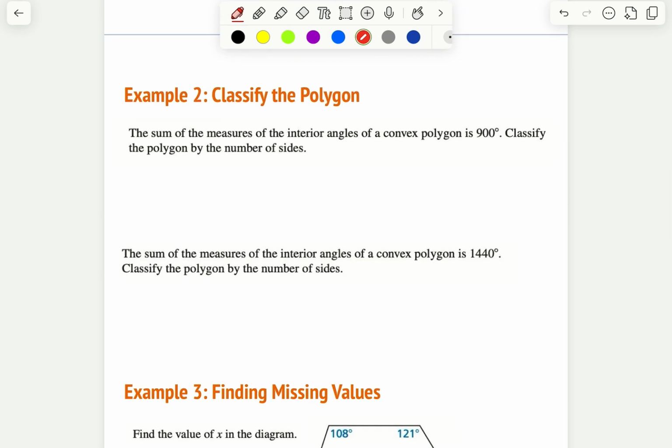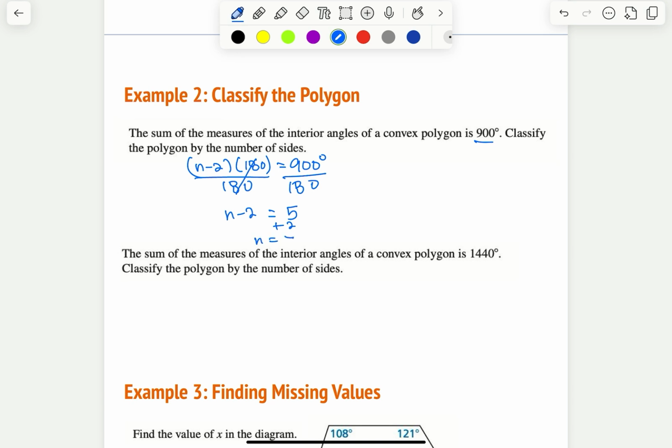Alright, next, example 2. Classify the polygon. So the sum of the measures of the interior angles of a convex polygon is 900 degrees. So classify the polygon by the number of sides. So using the formula of n minus 2 multiplied by 180, and the sum of the measures of interior angles is 900 degrees. So on this one, dividing both sides by 180 would give me n minus 2 is equal to 5, and adding 2 to both sides would give me n is equal to 7. And the 7 here, the number of sides with 7, is called a heptagon.